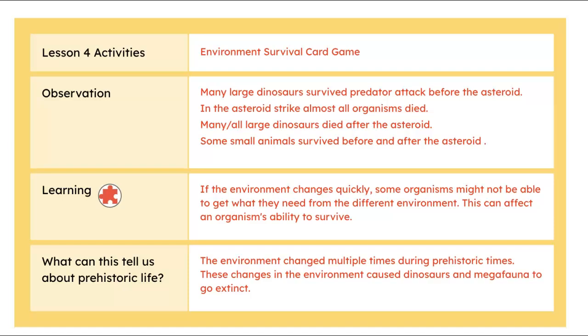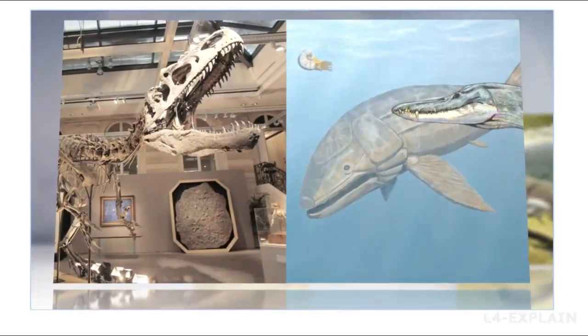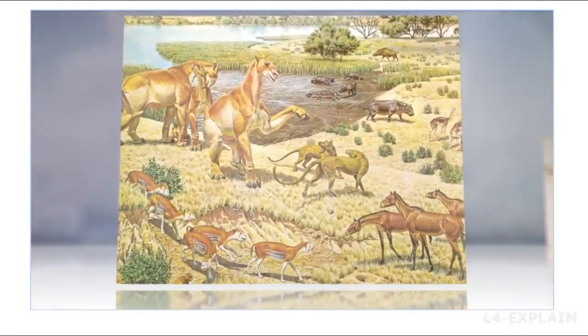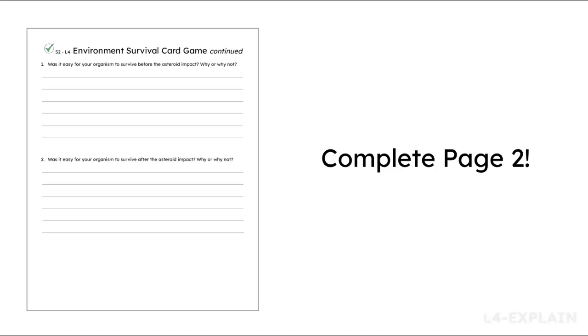By the end of the discussion, students should understand that the environment changed multiple times during prehistoric times. These changes in the environment caused dinosaurs and megafauna to go extinct. During the discussion, you'll play the Why Did Mammals Survive Dinosaurs Extinction video. After watching, you'll have students work independently to complete page 2 of the Environment Survival Card Game student journal page.